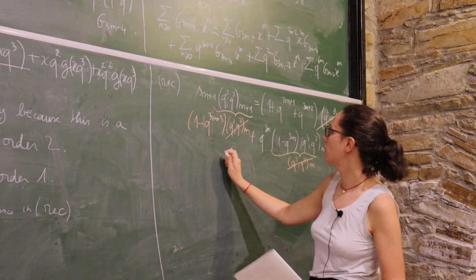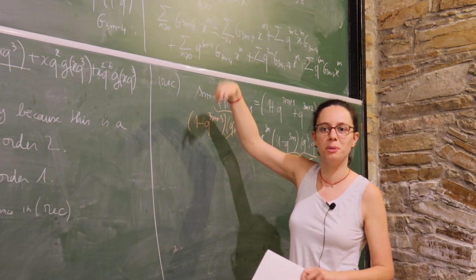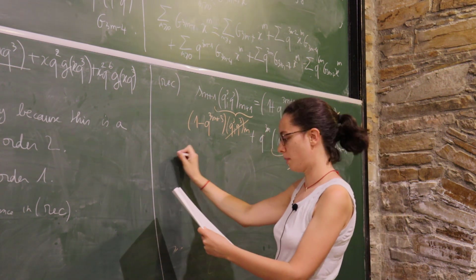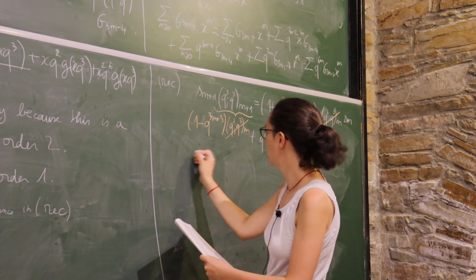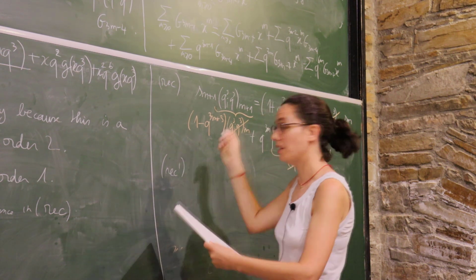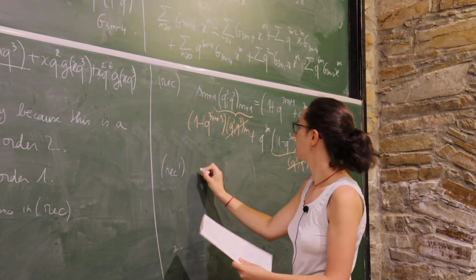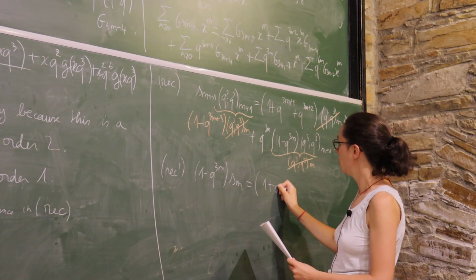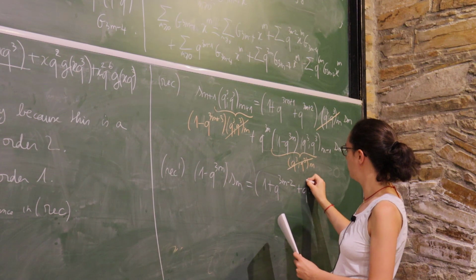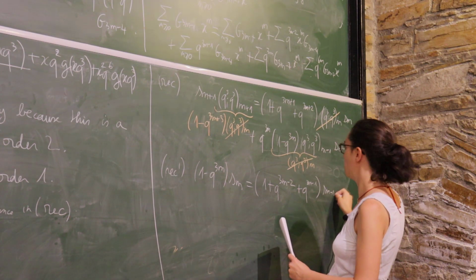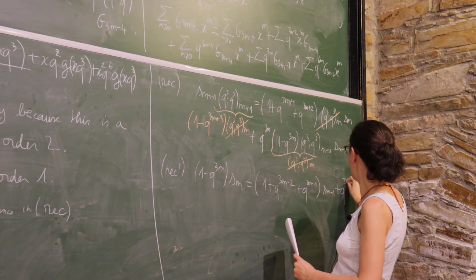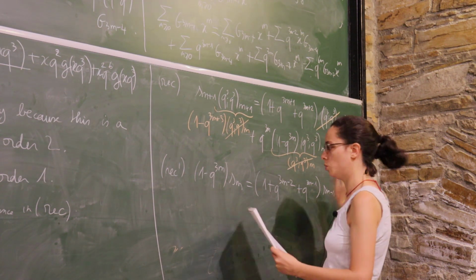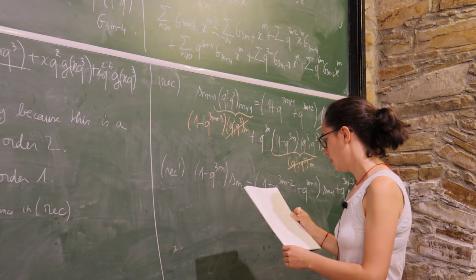You remember here I did a shift of index before converting into an equation. I will do the same, just for convenience. No big problem here. So I will call this prime now. We have 1 minus q^{3m} times s_m, which is equal to 1 plus q^{3m-2} plus q^{3m-1} times s_{m-1}, plus q^{3m-3} now times s_{m-2}. Yeah, that's the one. Very well.